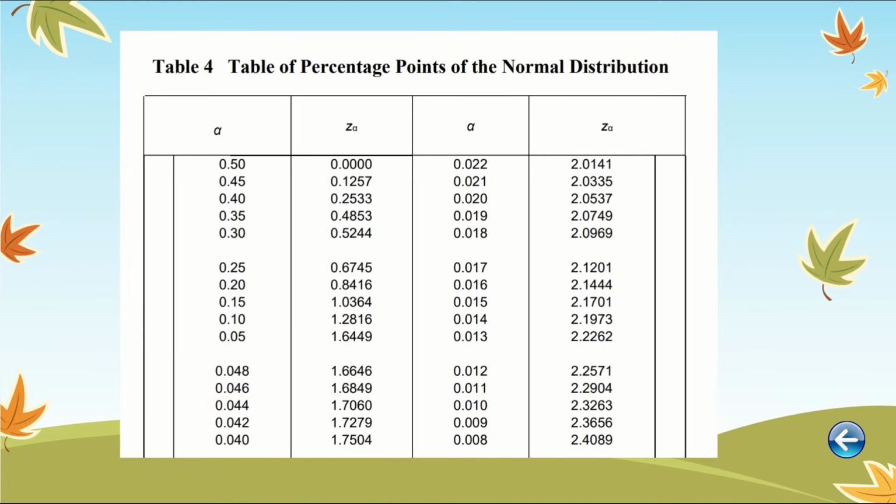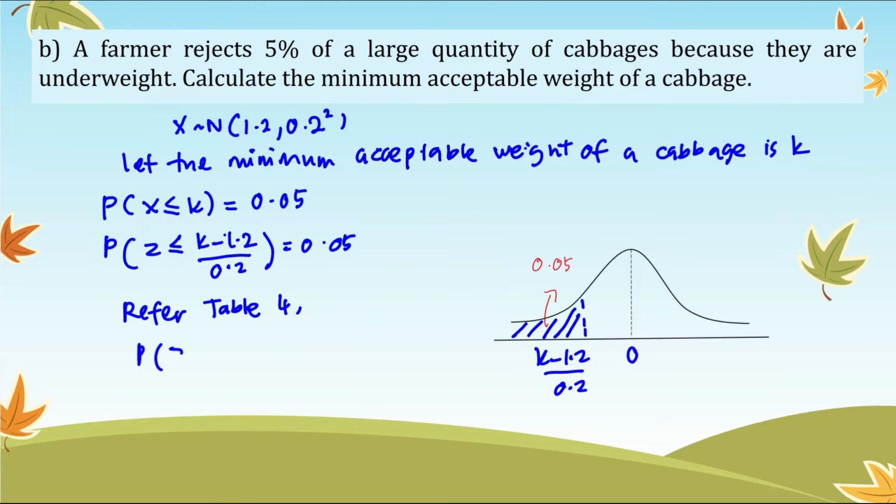For 0.05, the z-score is 1.6449. We can write P(Z less than or equal to negative 1.6449), which equals 0.05. We have a negative in front of the value because K minus 1.2 over 0.2 is on the left side of 0.